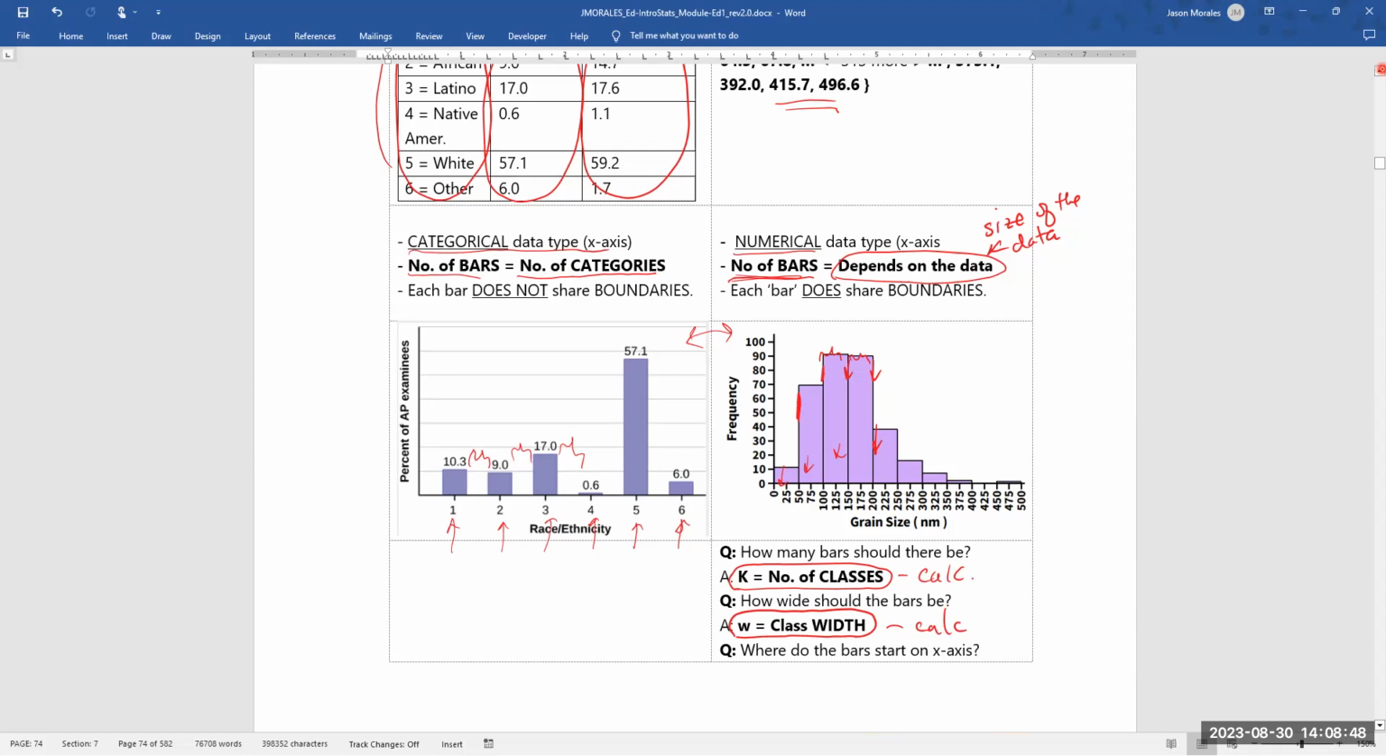And then the third question is, where should the bars start on the x-axis? So where is this starting point? Here it's 0, and that little dot is kind of shifting on me. But here the first bar, the first class, is starting right here at x equals 0. But it could start really in any place.